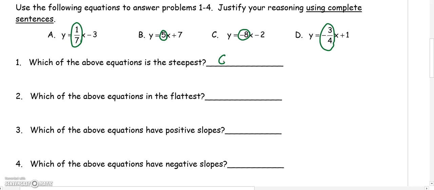Which one is the flattest? Now we want the smallest number. Again, we're not paying attention to negative and positive. So my smallest number here is 1/7. So this would be the flattest line. Now when it says which ones have positive slopes, we need numbers that are positive in front of x, which would be A and B. When we have negative slopes, we want a negative number in front of x, C and D.